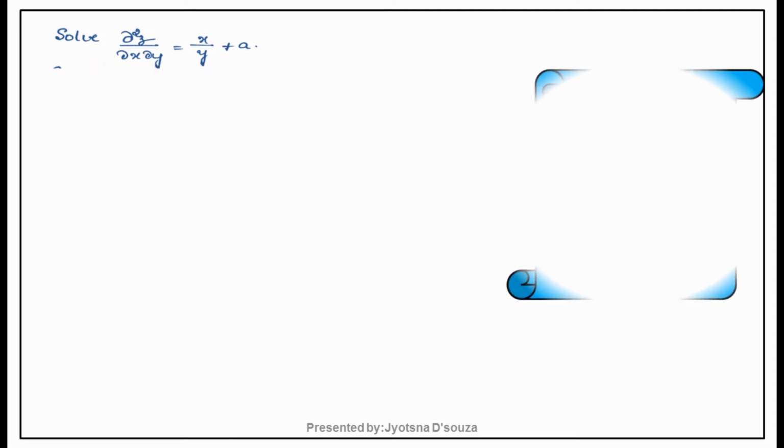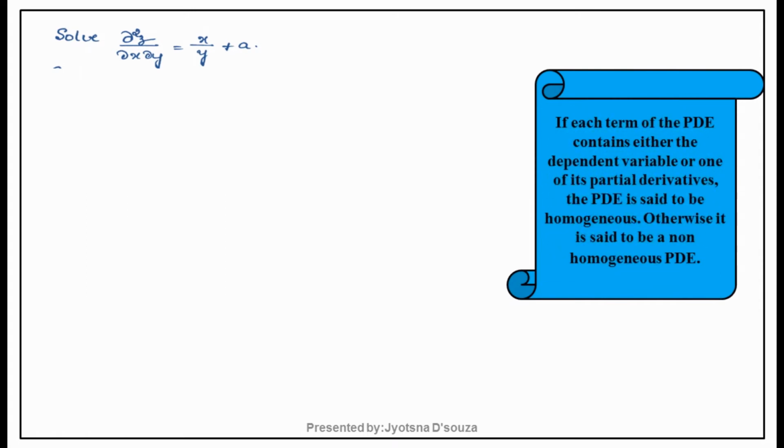Let us solve a few problems. Under that, first consider: solve dou square z by dou x dou y, which is equal to x by y plus a. Looking at this equation itself, I can say this is a non-homogeneous PDE. What is a non-homogeneous or a homogeneous PDE? I told you the identification in the last video.